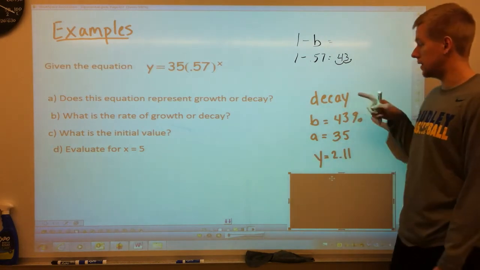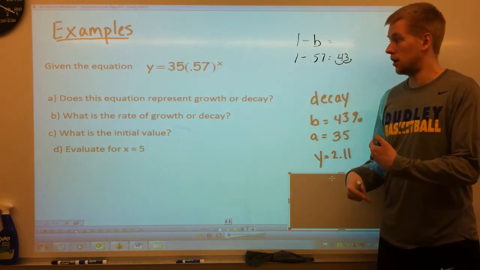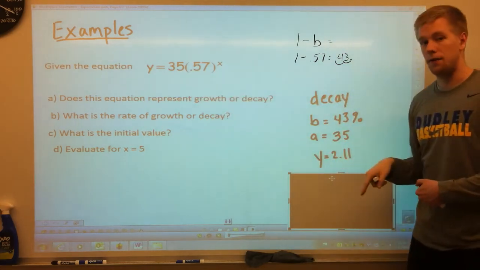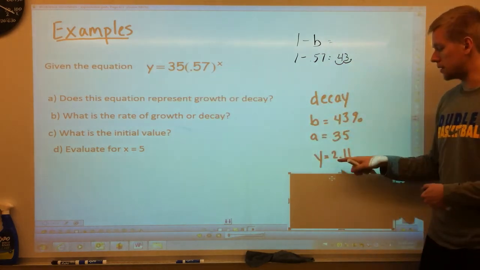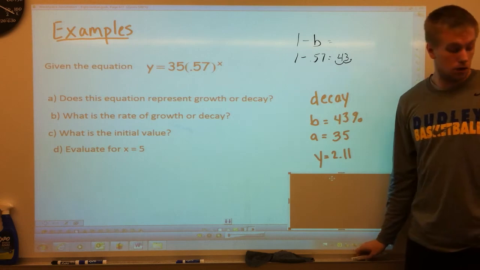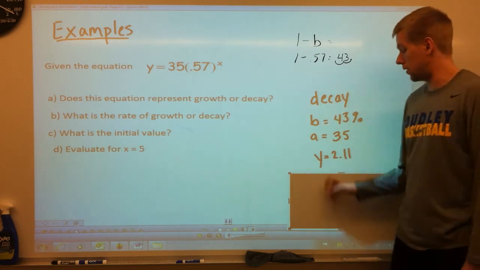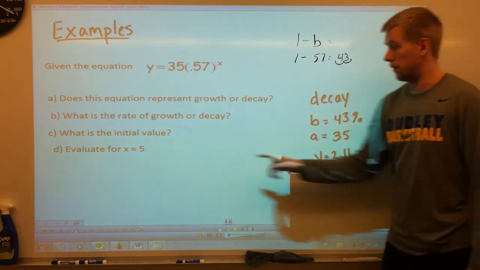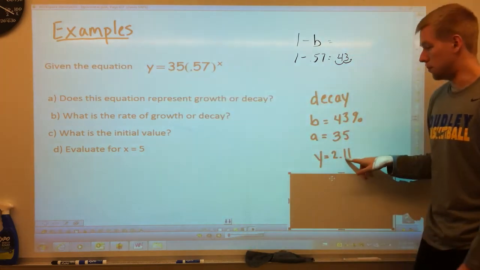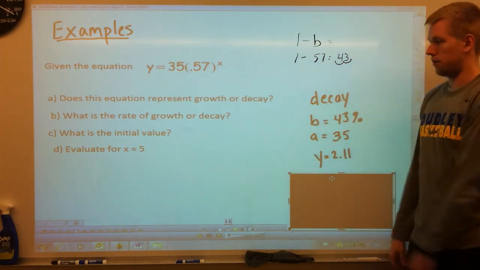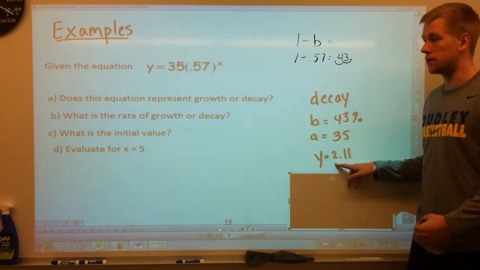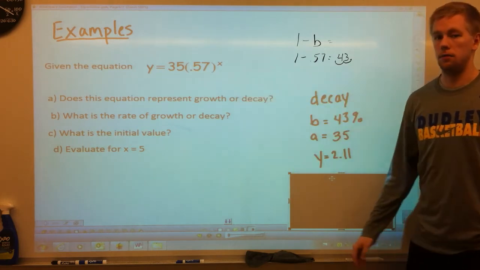Which makes sense, because I said this was a decay problem, it's decreasing. So if my initial value was 35, I shouldn't have anything for y greater than 35 if it's decreasing. If you got some number greater than 35, it's not making sense. If it's a decay problem, you need to make sure that it's decreasing. Your values are decreasing at a very fast rate. I only went 5 x values over, but look how far it went down, from 35 to 2.11. So make sure your answers are making sense within the context of the problem.